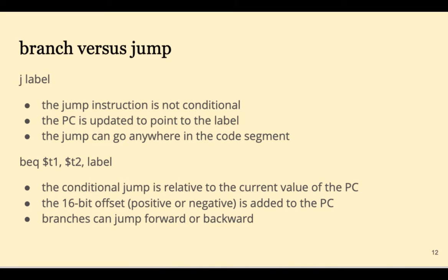To summarize the differences between a branch and a jump: a jump is unconditional, and the PC will be updated to point to that label. And the jump can go anywhere in the code segment. A branch is conditional, and it's relative to the current value of the PC. The 16-bit offset that's added to the PC can be positive or negative, meaning we can have both forward or backward branches.